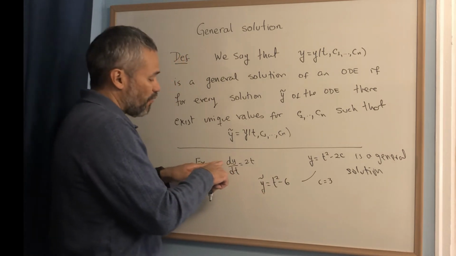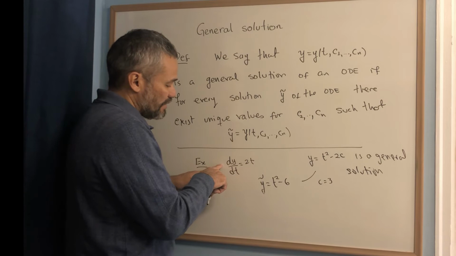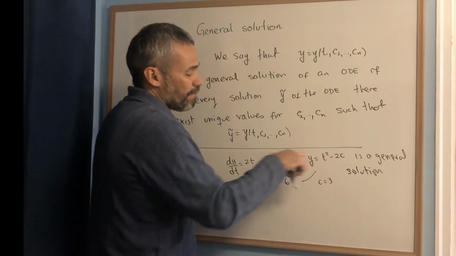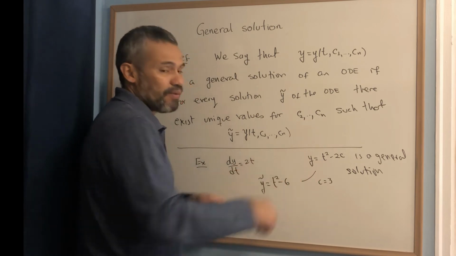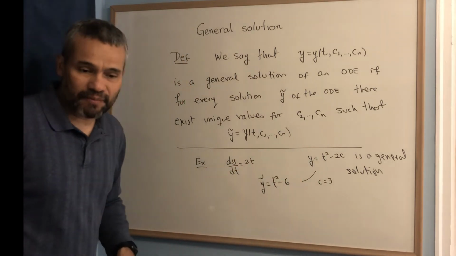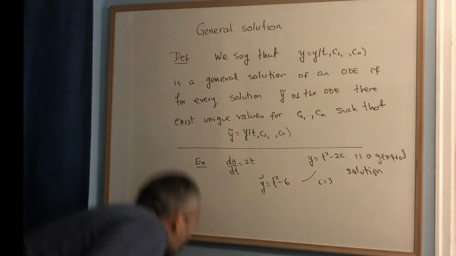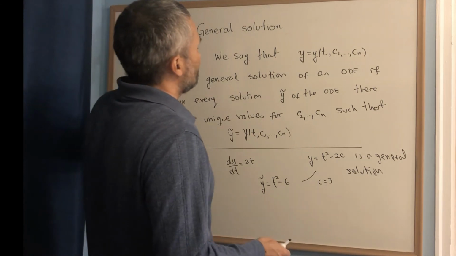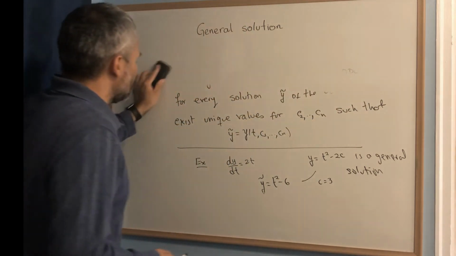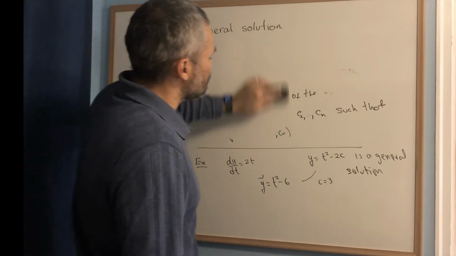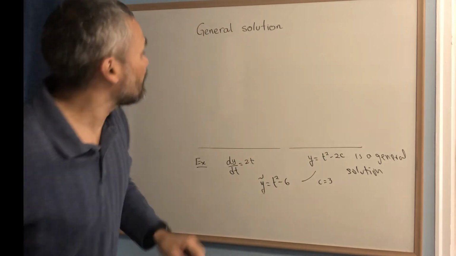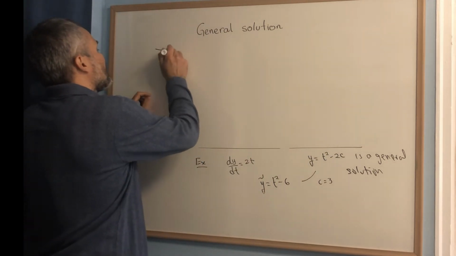Then it doesn't matter what particular solution I take for this, I can find a constant such that these two are equal. That's the notion of a general solution. And maybe the most important theorem that I'm going to refer to in this video, not because it's difficult, but because it is going to be used a lot, is the one that says that theorem. I'm going to write a big theorem.